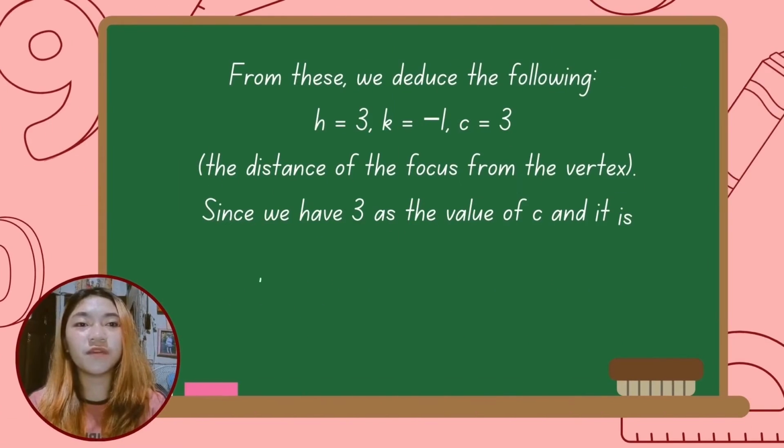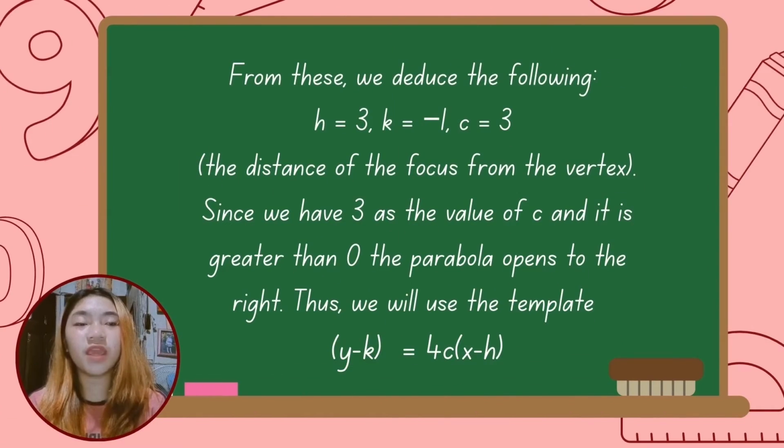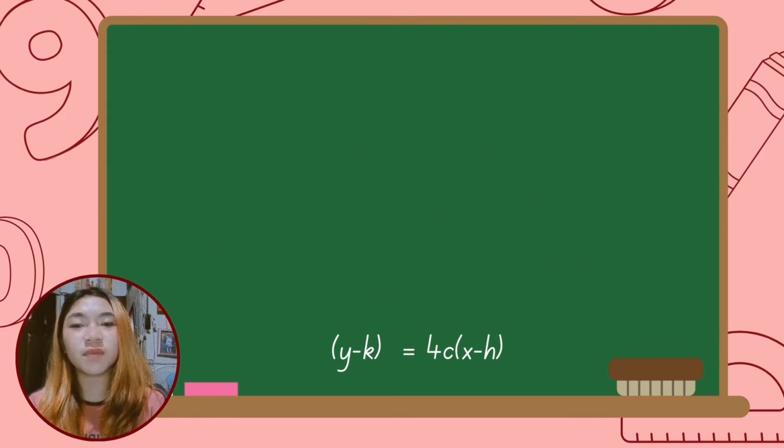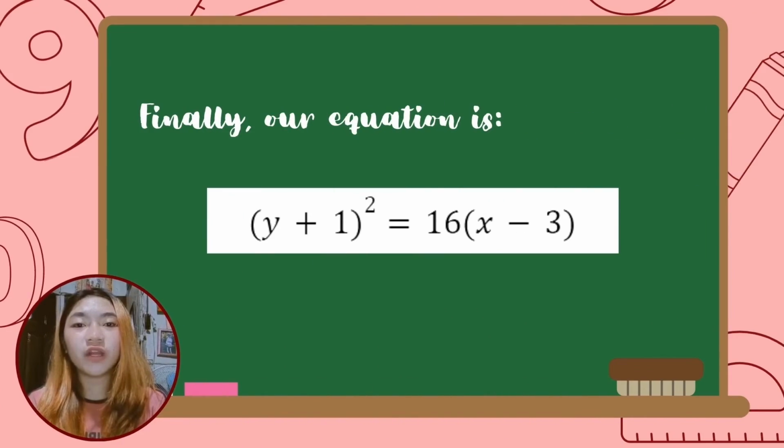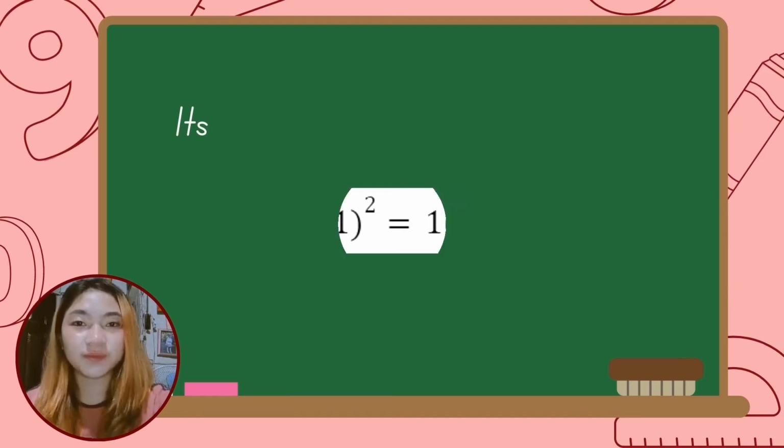We deduce the following: h equals 3, k equals negative 1, c equals 4, the distance of the focus from the vertex. Since c is greater than 0, the parabola opens to the right. Thus, we will use the template y minus k squared equals 4c times x minus h. Finally, our equation is y plus 1 squared equals 16 times x minus 3.